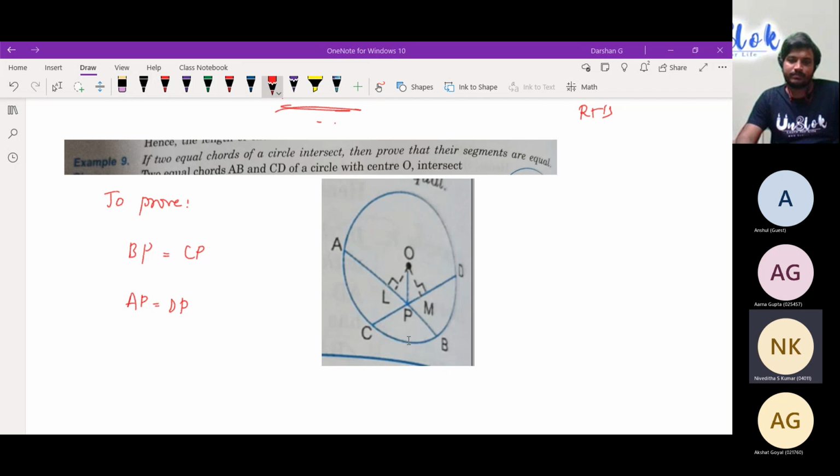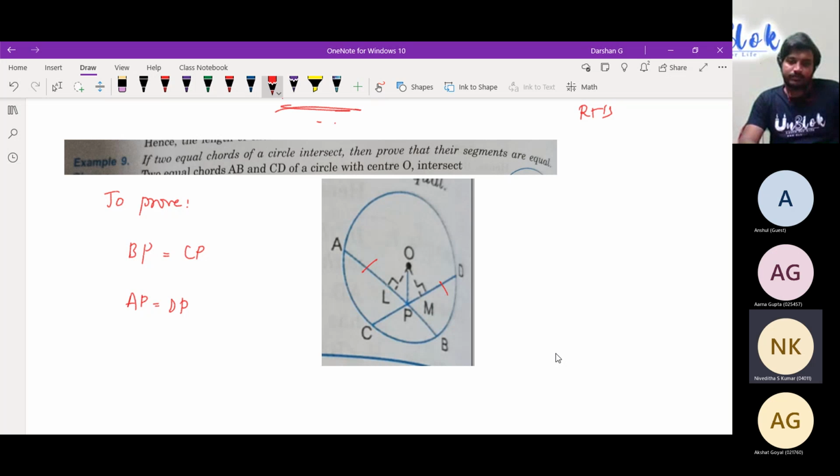So if you say AL is equal to BL, it's equal to half AB, and DM is equal to CM, which is equal to half CD, because a perpendicular from the center will bisect the chord in both cases. Correct. From these two, we can get that AL is equal to DM and BL is equal to CM. Correct. And everything is equal. Like AL is equal to DM as well, right? Yeah, it is, because it's equal chords.